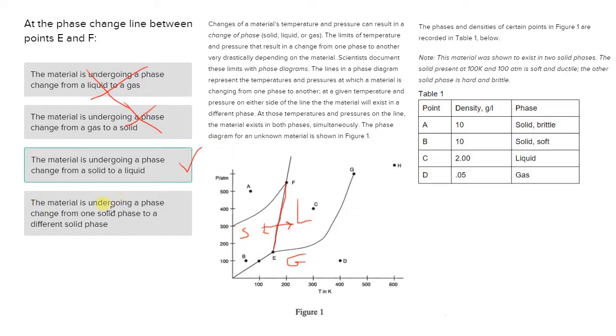And the last one, the material is undergoing a phase change from one solid phase to a different solid phase. And that line that they're talking about, let me just change colors here, is actually this line right here, because we can see that point B represents a soft solid and point A represents a brittle solid. So everything in here is brittle, everything here is soft but solid. But this is also the wrong answer because we're not talking about this line. We're talking about the line between point E and F, which is a solid-liquid phase change.